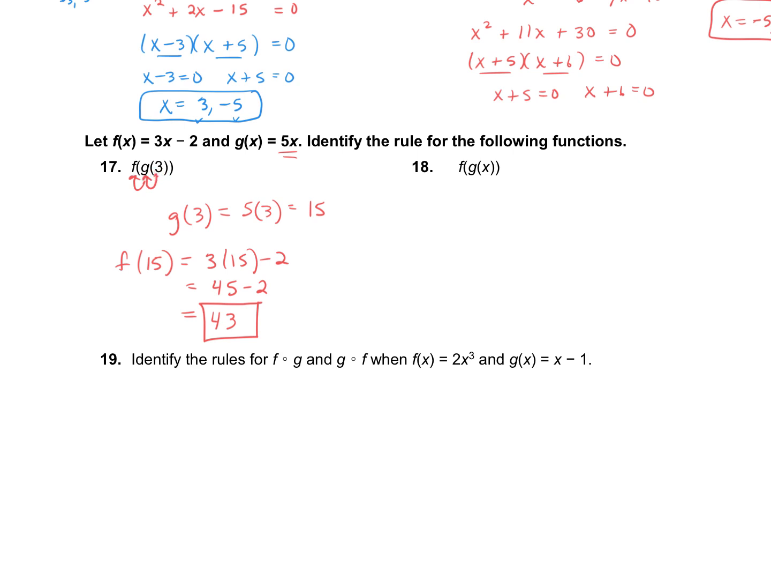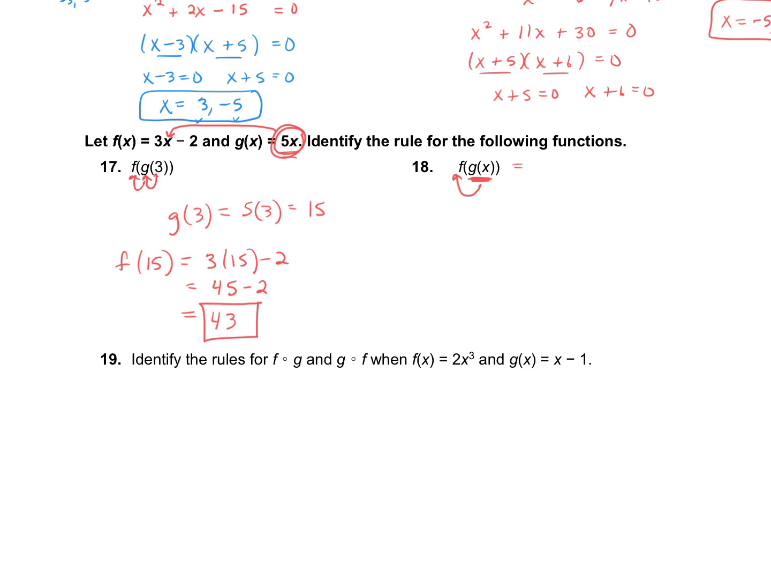All right, so number 18, f of g of x. We are still going to have an x in our function, but what we're going to do is start on the inside. We're going to take our g of x function and substitute it into the f function. So here's what it would look like. Our g of x function is going to substitute into the f function for the x.